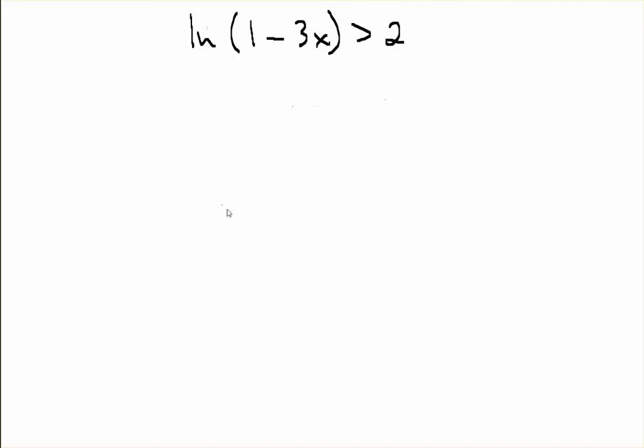All right, let me do at least the part of it here. So the domain issue. For the domain, 1 minus 3x has to be greater than 0. If that's the case, we subtract 1 from both sides, divide through by 3, and tell me if you guys agree, x has to be less than 1/3.